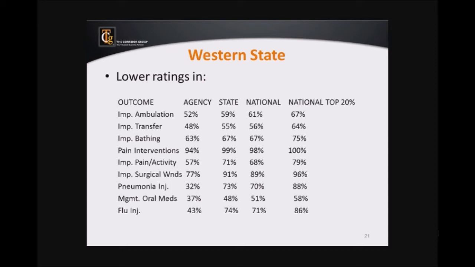The Western Agency has lots of potential improvement opportunities to choose from. Three ADLs: ambulation, transfer, and bathing. Two pain-related: interventions and pain with activity. Improvement in healing of surgical wounds. Two for improvement in pneumonia and flu immunizations, and one management of oral meds. The lowest score compared to the state average is management of oral medications at 77% of the state average, although that's not counting the two immunization measures.